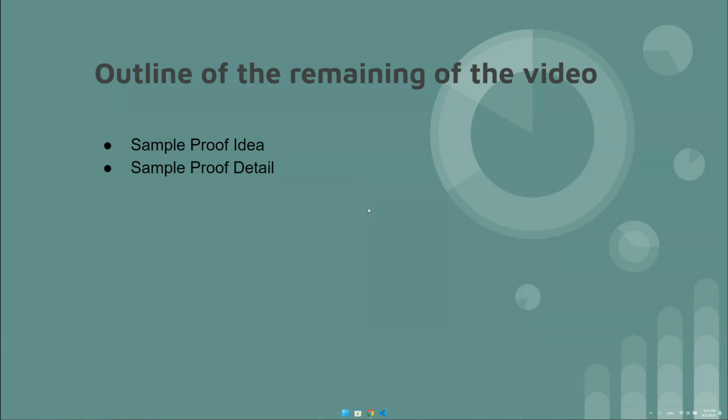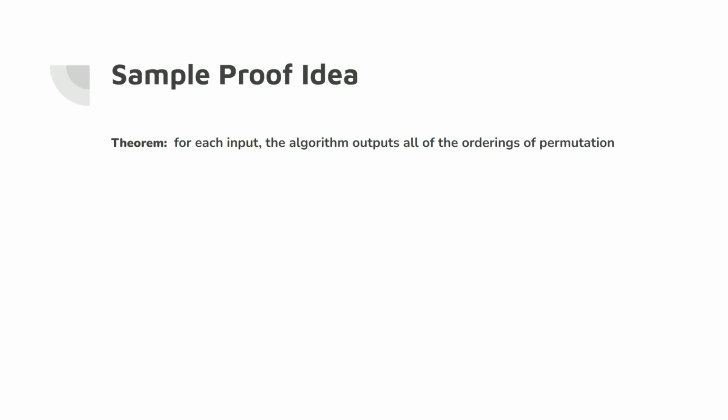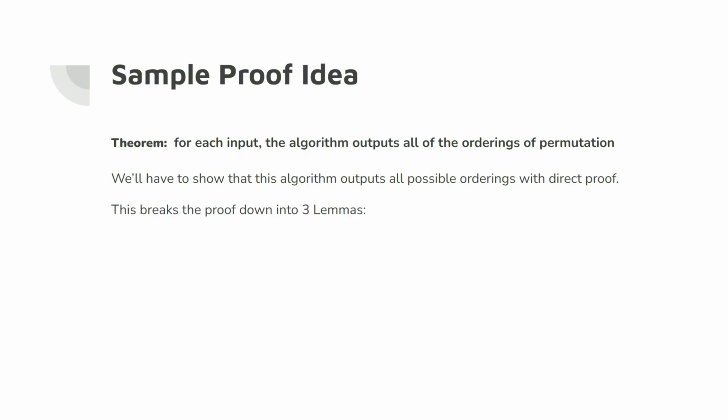In the second part of the walkthrough video, we prove the correctness of the sample algorithm we saw in the first part of the walkthrough video. Proof techniques are not limited in this course. In other words, feel free to use any proof technique you are most comfortable with to prove an algorithm. In this scenario, we proved the algorithm from the first part of the video correctly outputs all possible orderings with direct proof and 3 lemmas.